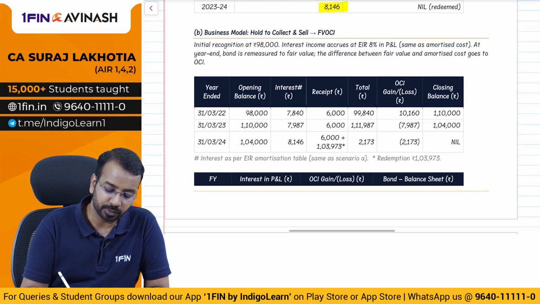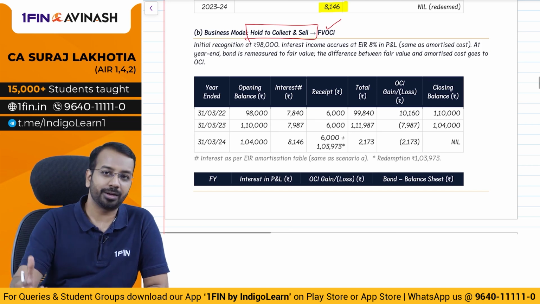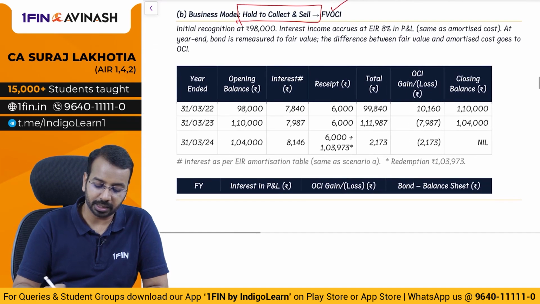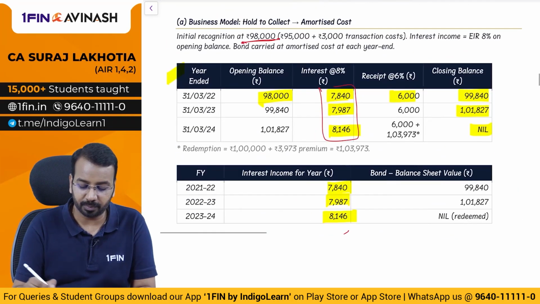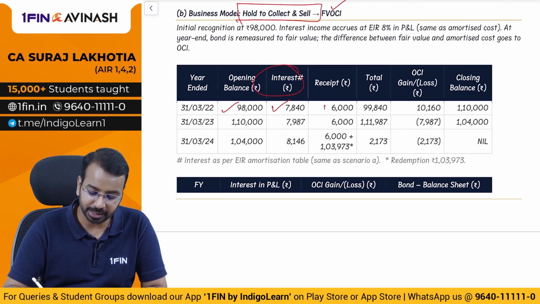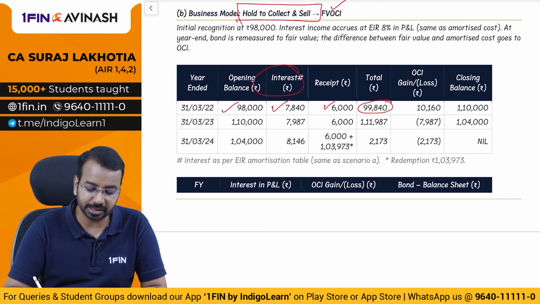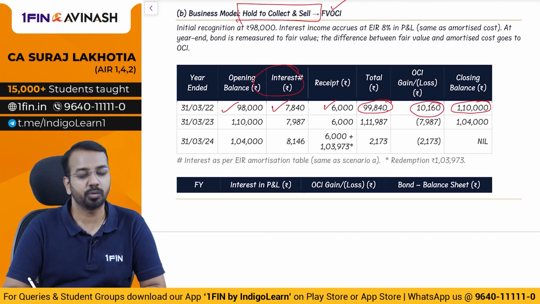Now in the second scenario, when the model is to hold to collect and sell, we follow FVOCI. Here what is the change that I said? Though I calculated in the same table, what you need to understand is interest will be calculated like we have done in the previous one. So opening balance 9,800, interest 7,840, receipt 6,000, closing balance 99,840, fair value is 1,10,000, 10,160 goes to OCI gain.